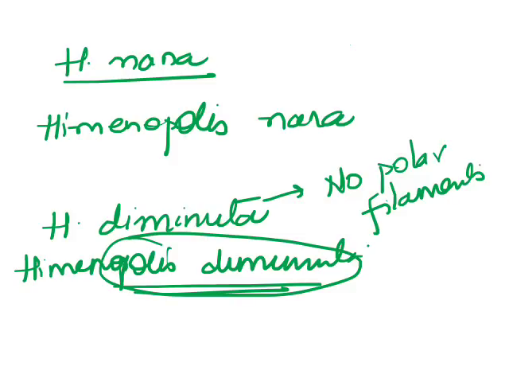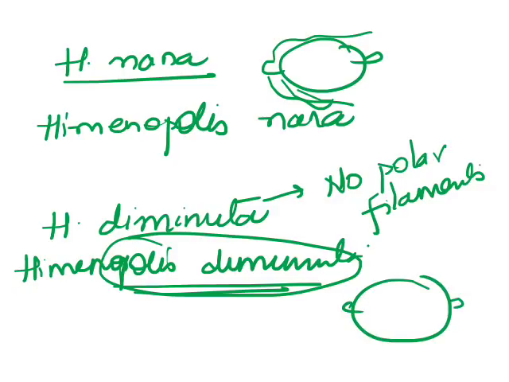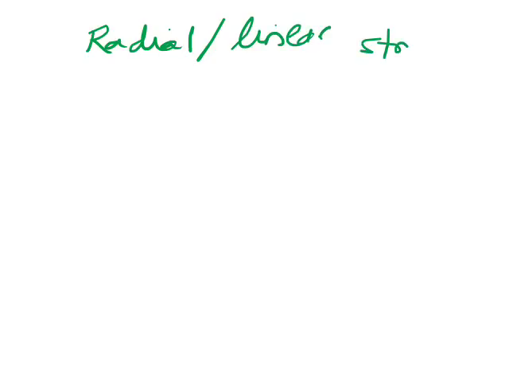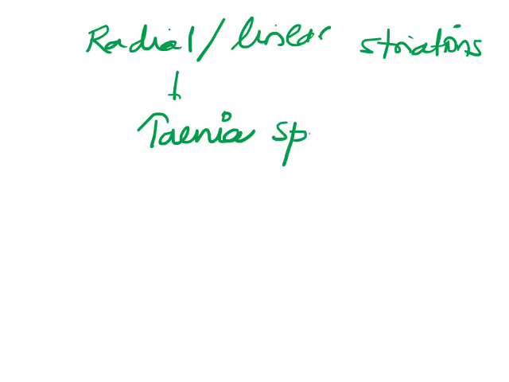So if you see the egg of H. nana, you would have the bipolar knobs and you will have the polar filaments. While in diminuta you will have the bipolar knobs, you will not have these polar filaments. That is how we differentiate the two eggs. Now which egg has radial or linear striations, that is the eggshell is striated? It is Taenia. You cannot differentiate Taenia solium from saginata on the egg itself. So the Taenia species eggs, they have striations.